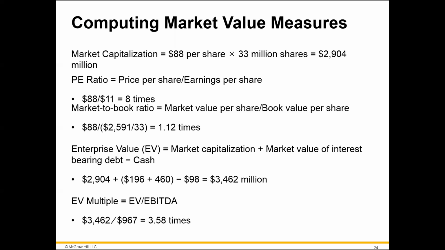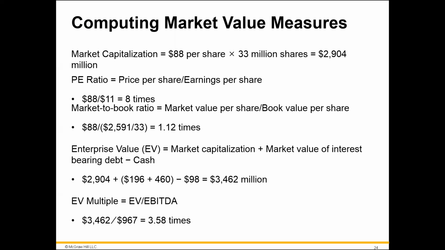Another measure is the market to book ratio, which is the market value per share divided by book value per share, right? For our example, it was 1.12 times. A market to book ratio of much less than one means that the firm has not been successful overall in creating value for its stockholders, right?